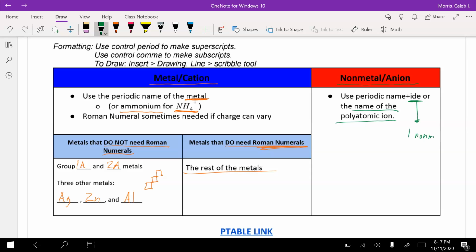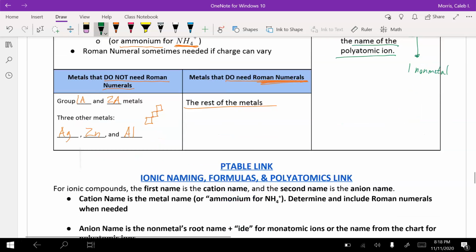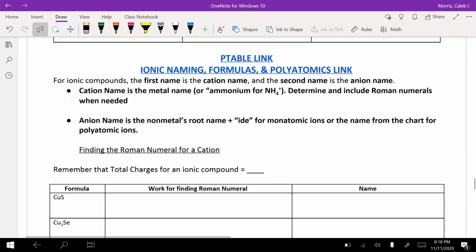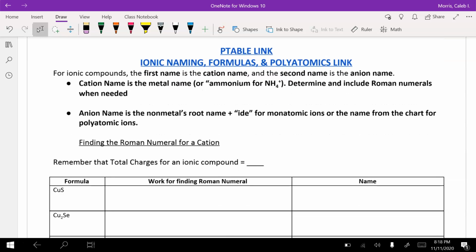Okay, so "ide" is for one nonmetal. So if you just have one type of nonmetal, we're going to change the name to the "ide" ending. But if it's more than one element that makes up the negative ion, we're going to use the polyatomic ion name. Let's look at how we would write these names for a compound, not just the ions. For ionic compounds, the first name is the cation name. The second name is the anion name.